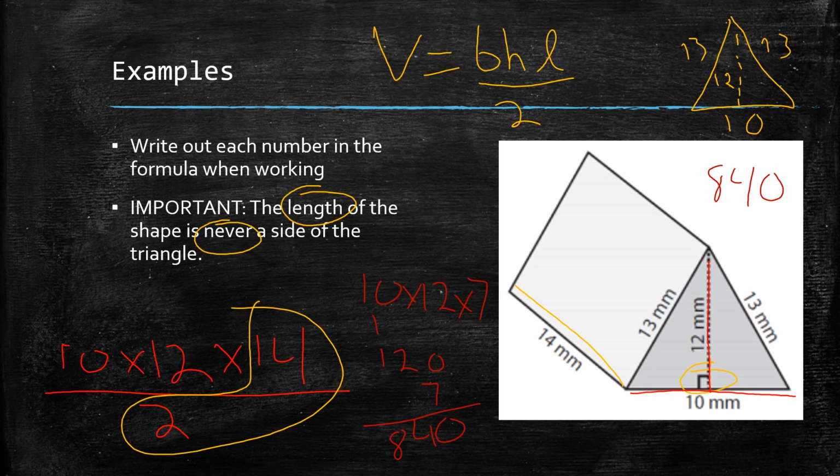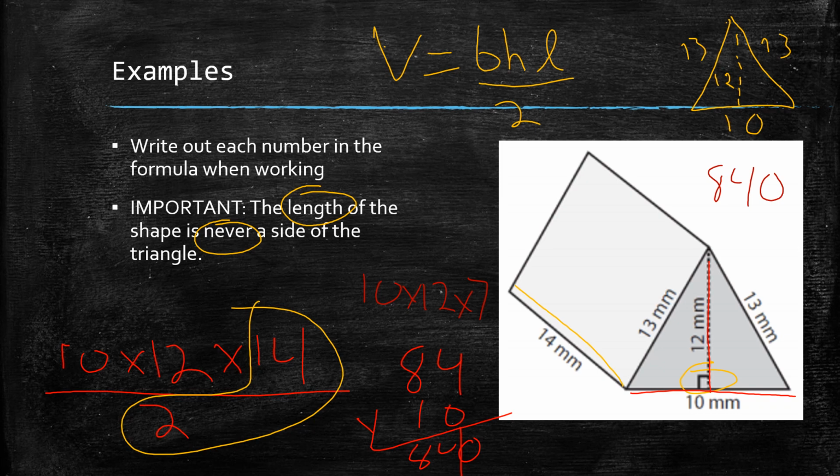Just to work it another way, if you wanted, you could have done 12 times 7 first. 12 times 7 is 84. 84 times 10, that's a lot easier to work with. You still get 840. And so there are multiple ways to get your answer.